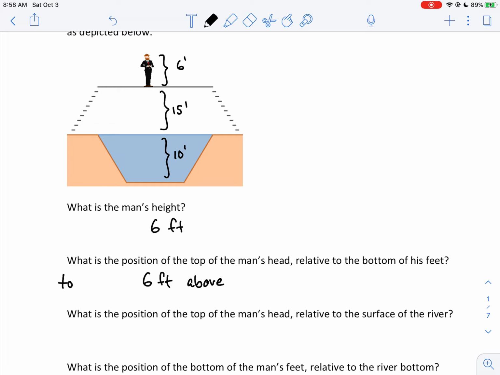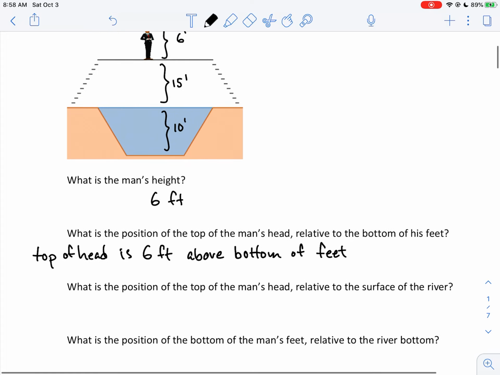So we'll just put this in a sentence. Top of head is 6 feet above bottom of feet. I'm not going to write a sentence for every single one of these, but this is how you would describe this. And this is essentially answering what is the man's height.